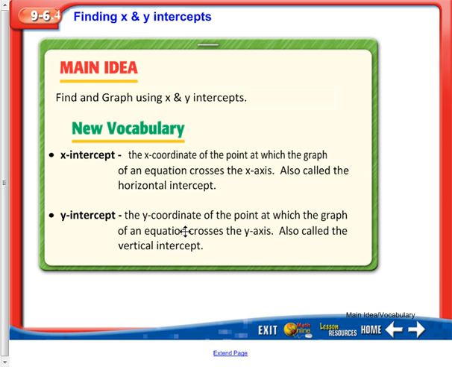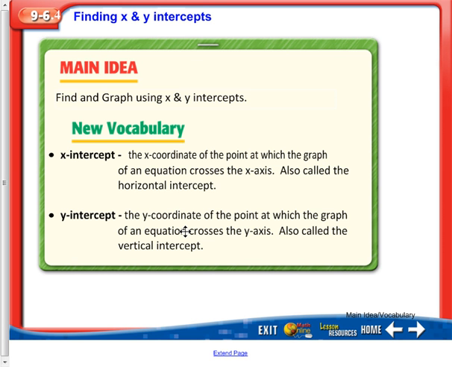For lesson 9.6.4, we're going to be finding x and y intercepts. We're going to find and graph using x and y intercepts. So we're going to be able to look at equations and figure out what the x and y intercept is, and then we'll also be able to graph using the x and y intercepts.